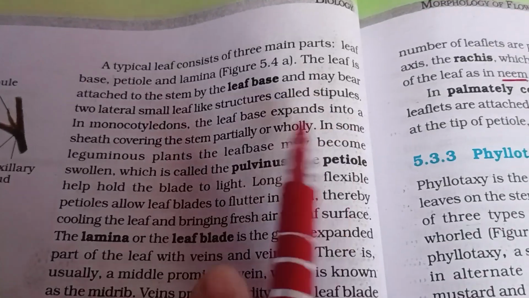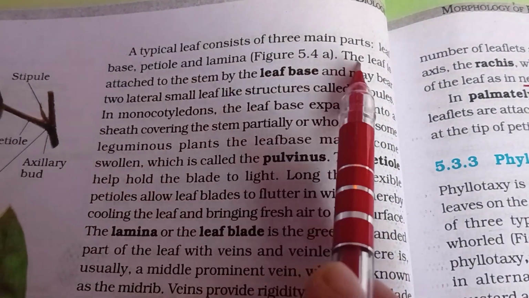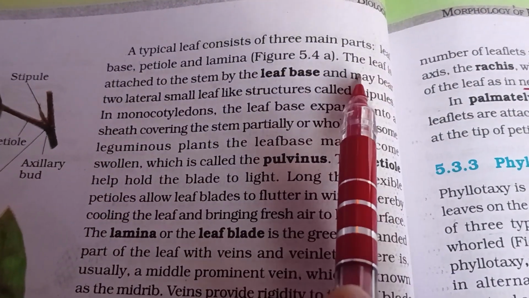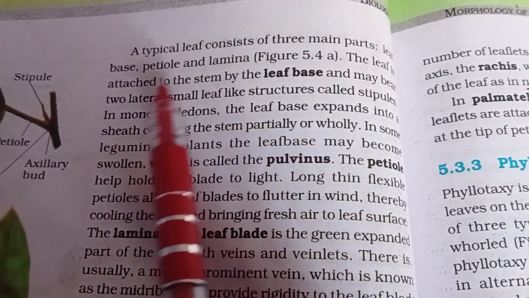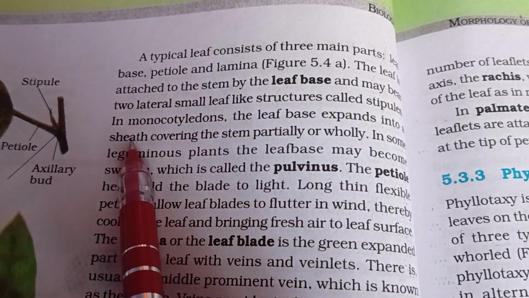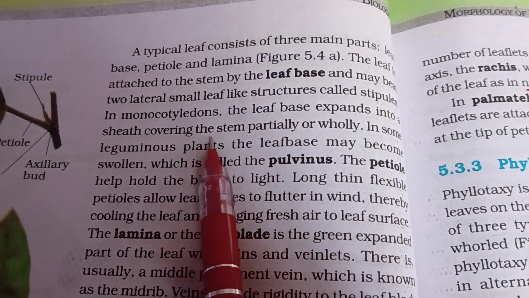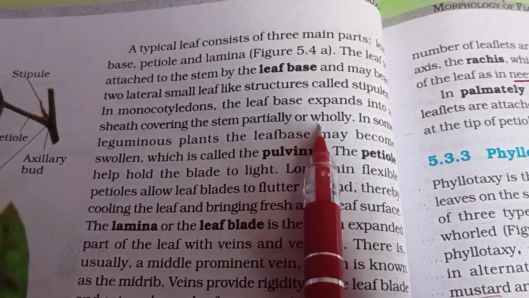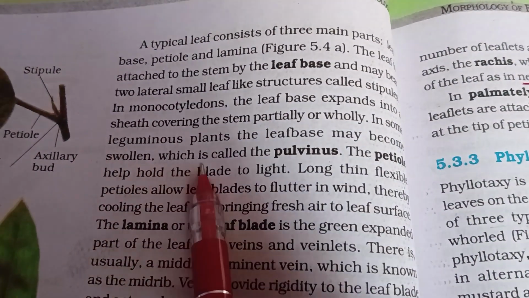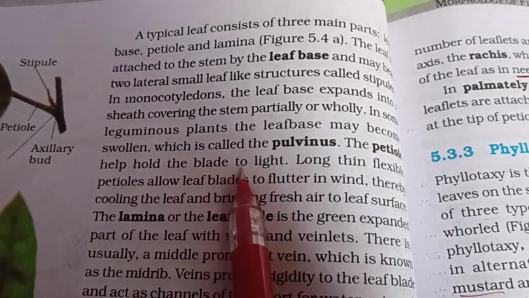A typical leaf consists of three main parts: leaf base, petiole, and lamina. The leaf is attached to the stem by the leaf base and may bear two lateral small leaf-like structures called stipules. In monocotyledons, the leaf base expands into a sheath, covering the stem partially or wholly. In some leguminous plants, the leaf base may become swollen, which is called the pulvinus. The petiole helps hold the blade to light.